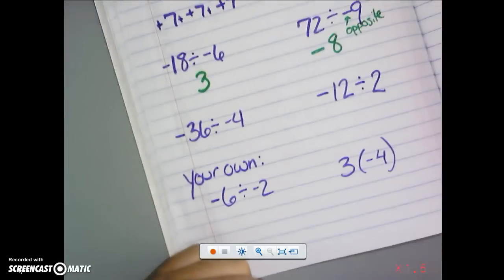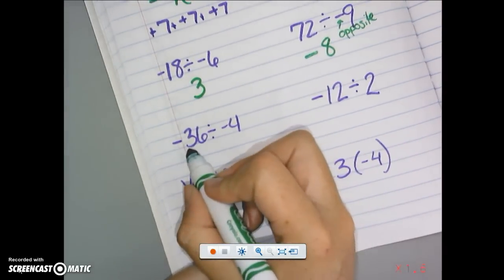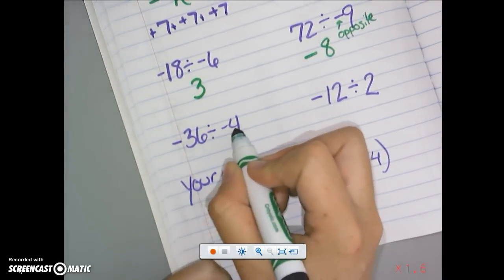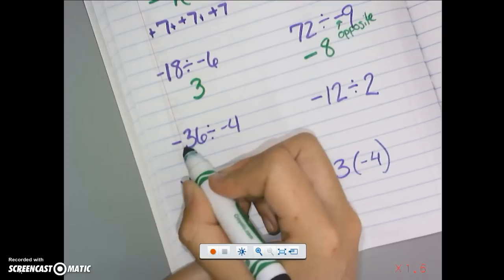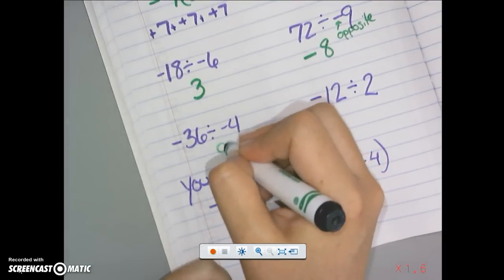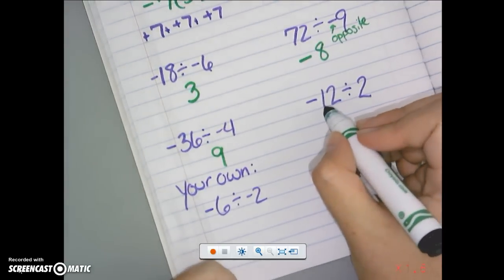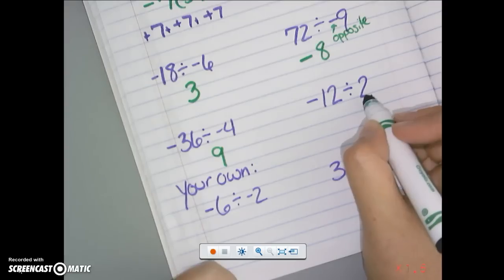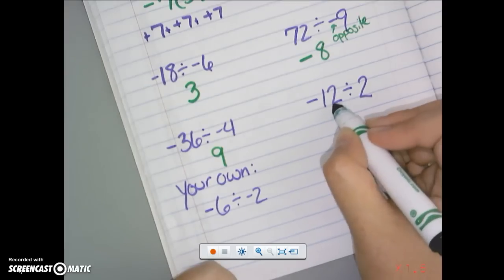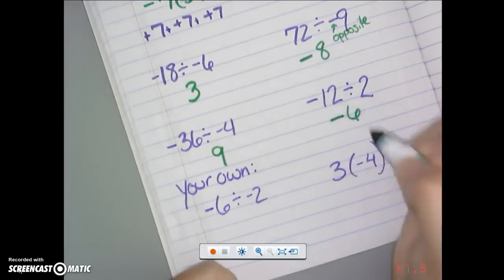Next step, we're going to do negative 36 divided by negative 4. Take the opposite of 4 groups. So the opposite of negative 36 is positive, and we're going to have positive 9. And we're going to do negative 12 divided by positive 2. So I have to make 2 groups of negative 12, and that should be negative 6.